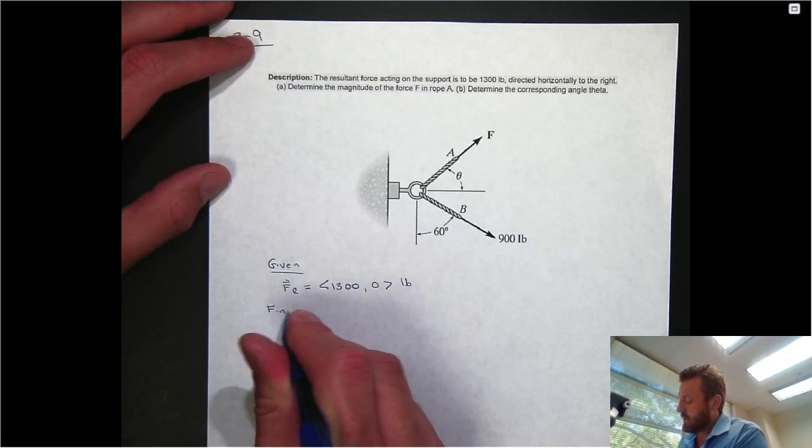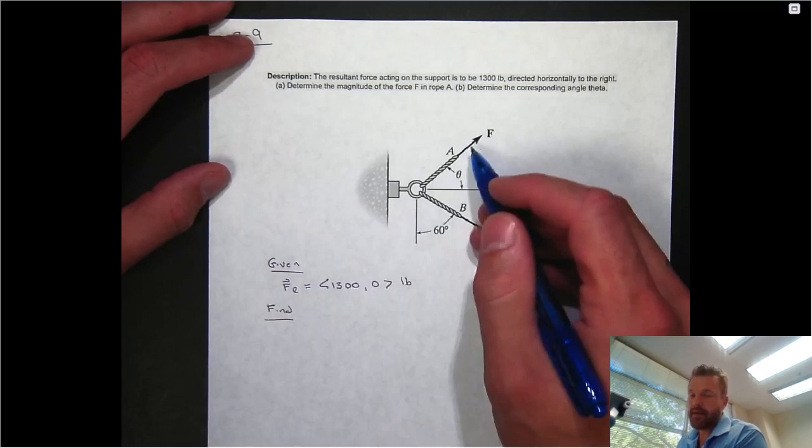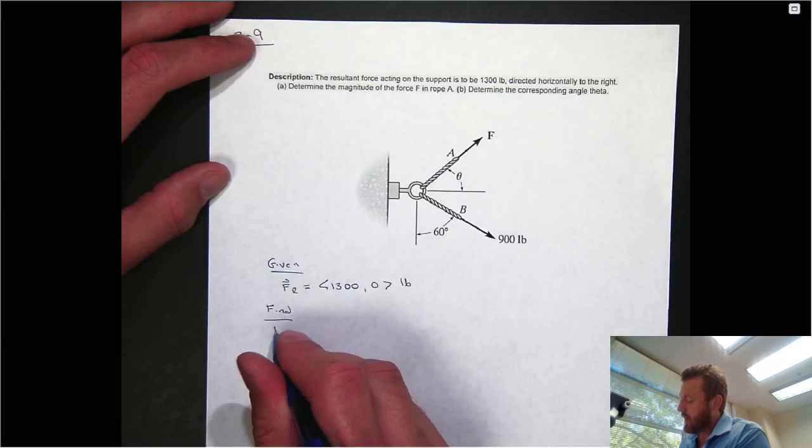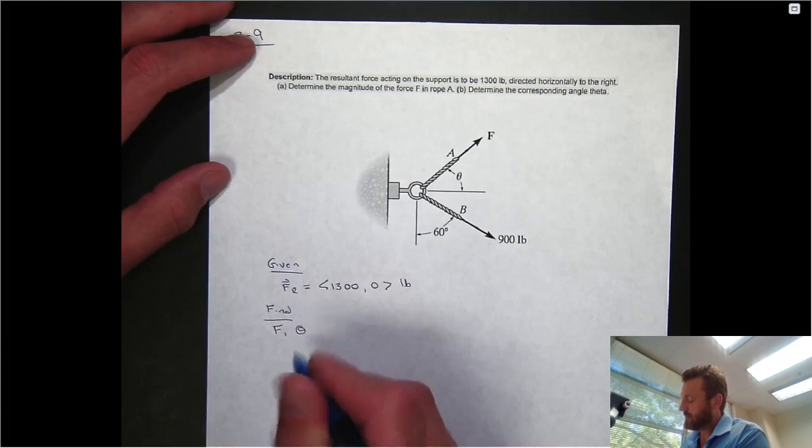And we want to find the two parameters that define the force in the rope that I'll just call A, even though A is likely a point here. And those two parameters are F and theta.